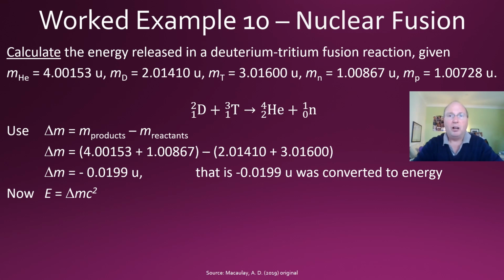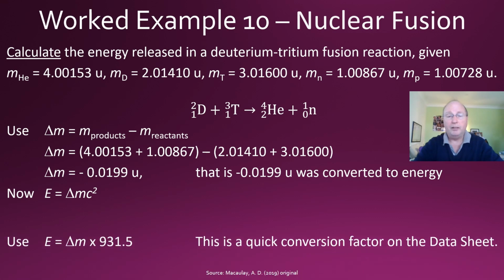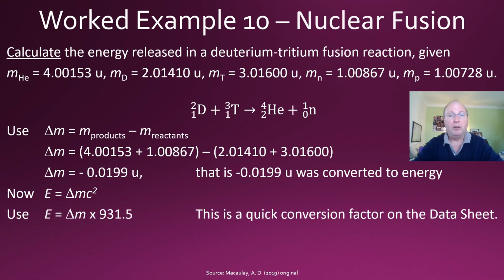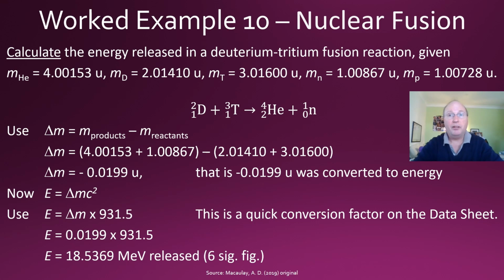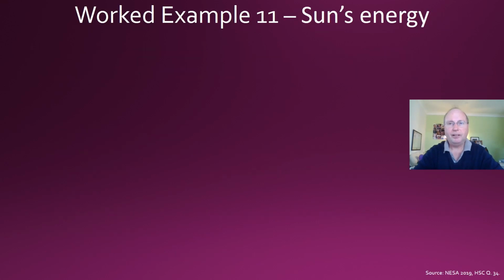Now, using Einstein's energy equivalence equation, E equals delta m c squared, we're going to use the delta m. We're going to multiply by a quick conversion factor, and this is on your formula sheet, your data sheet, of 931.5. And so when we substitute in the 0.0199, we can find the answer of energy released in mega electron volts as 18.5369 to 6 significant figures. And now it's over to you.